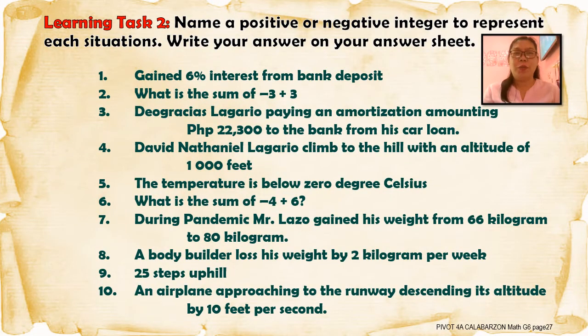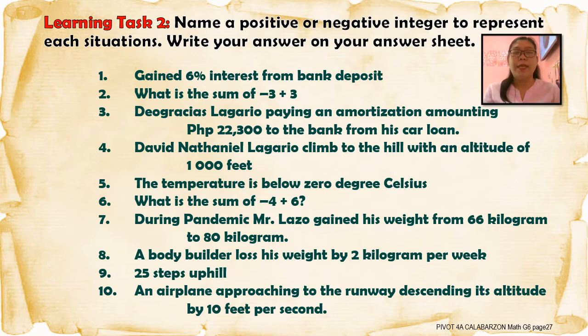Learning task 2. Name a positive or negative integer to represent each situation. Write your answer on your answer sheet. You may write your answer as I read each item. Pause the video if you need more time in answering.